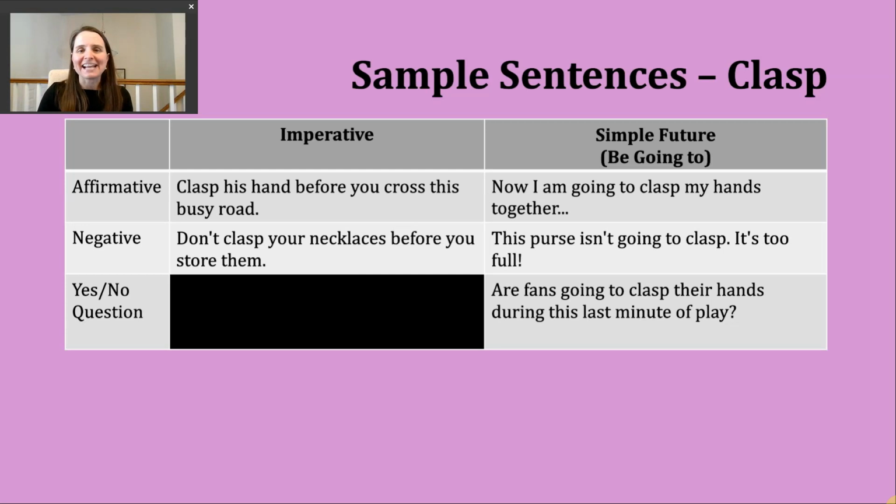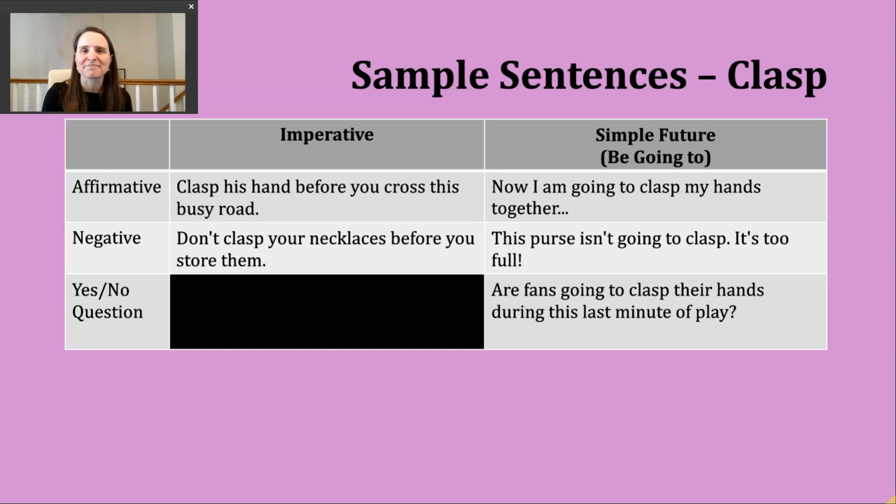Finally, let's look at making a yes or no question in the simple future. To do that, we're going to start with a form of be, whichever form matches our subject, that subject comes next. Then we have going to and our base verb. An example here, are fans going to clasp their hands during this last minute of play? So I saw an example of this again, kind of talking about like nervous, worried, really engaged fans watching a particular sporting event.